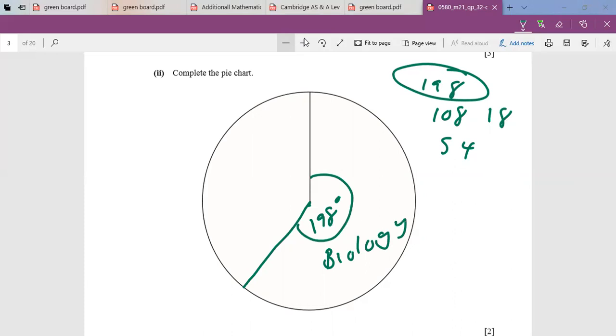Then the next angle is 108. You know that if we draw a line, this is 180. I mean, this is 98 degrees. It means that to have the 108, it might be somewhere here. So this is not needed, meaning that this is our 108 degrees, and this is a sector for physics.